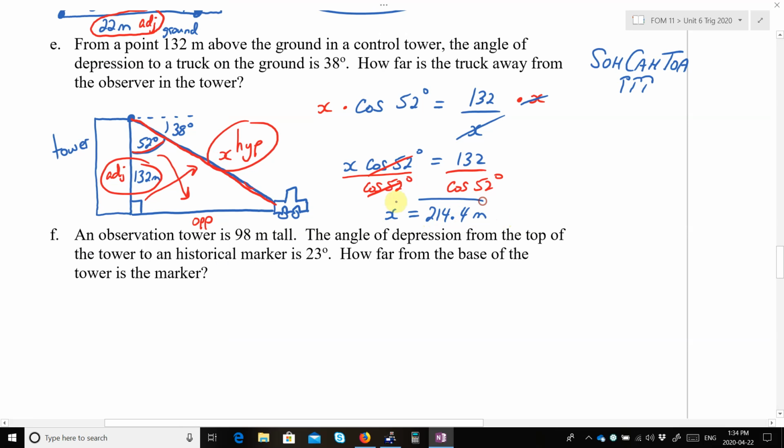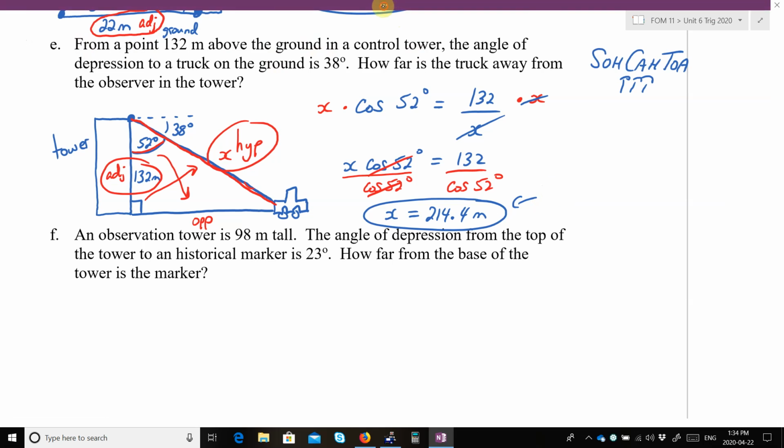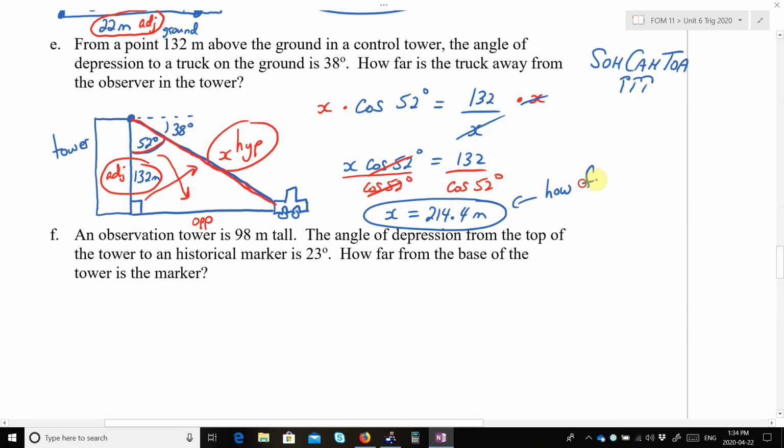That is going to be in meters. And this is how far the truck is away from the observer. And that is letter E.